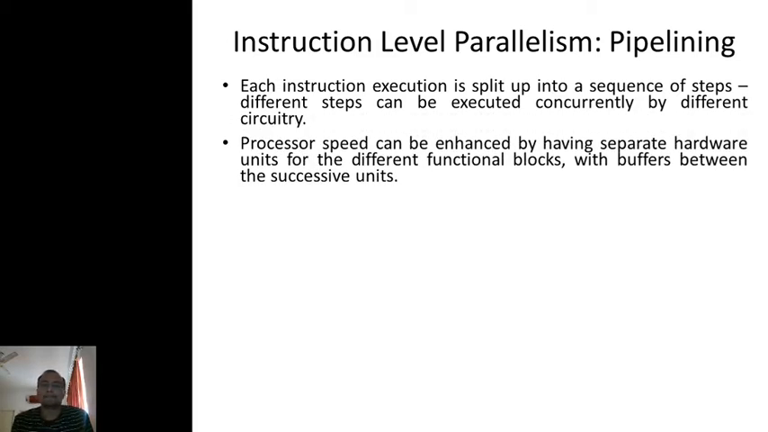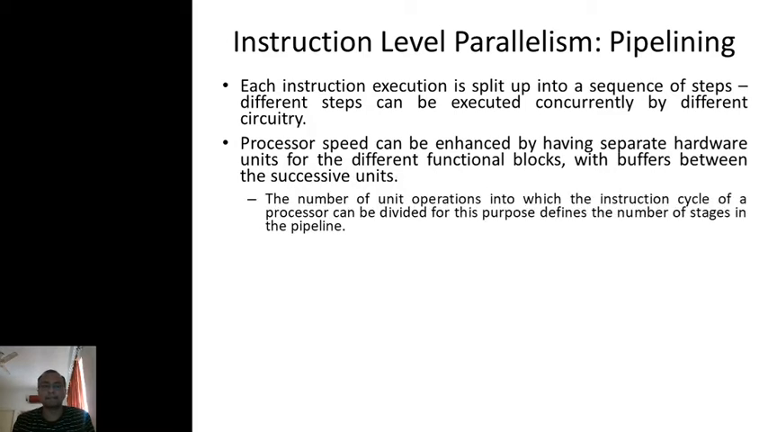Processor speedup can be enhanced by having separate hardware units for different functional units, with buffers between the successive units. The circuitries are made in such a way that these units are connected serially, in stages, and there is a buffer between each successive unit. But all the units can operate independently and in parallel. We will see in the picture in the next slide how it is done.